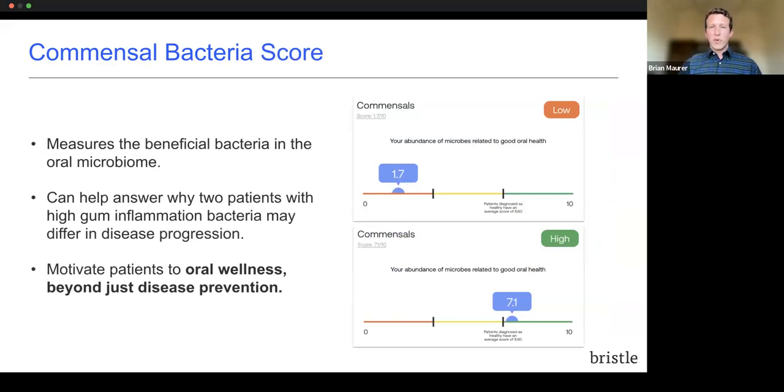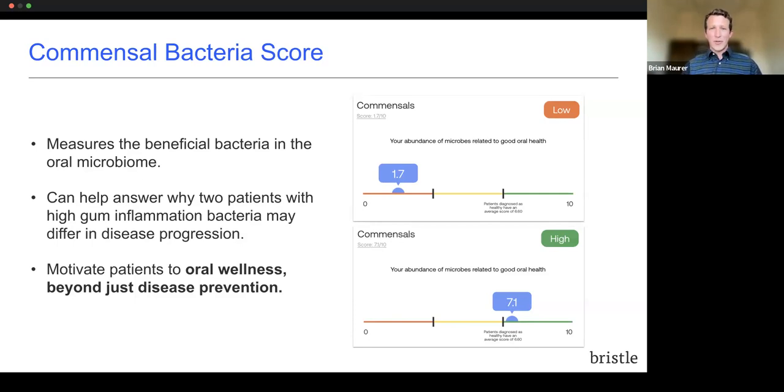And now with the Bristle report, we can actually measure those beneficial bacteria. And going back to that example I mentioned earlier, we may start to understand why 2 patients with a high gum inflammation score or a high abundance of gum inflammation bacteria may differ in their disease progression. So if we look at this example on the right, we could imagine if these two patients both had a high gum inflammation score, the patient on the top may actually be at more of a risk of disease progression than the patient at the bottom because they have a higher abundance of these commensals protecting them from the progression of inflammation.